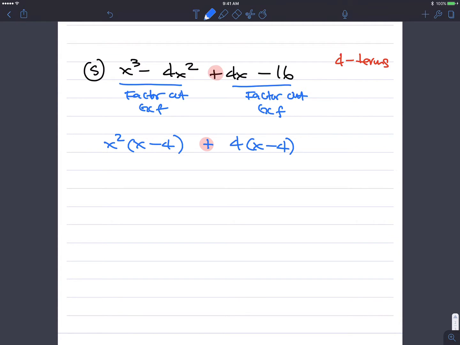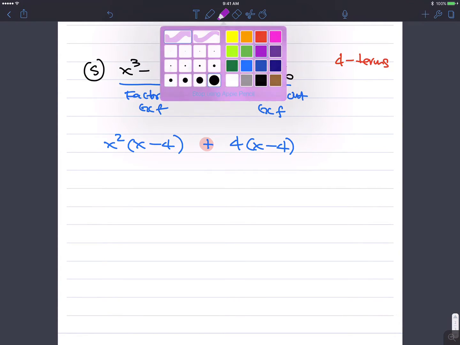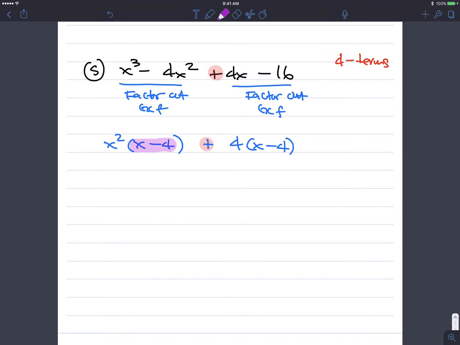Okay. Do you recognize what's common? x minus 4 is common. Is that true? So we're going to write down x minus 4. What's left? x squared plus what? 4. And you're done.